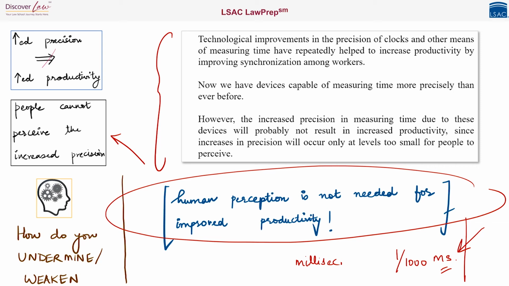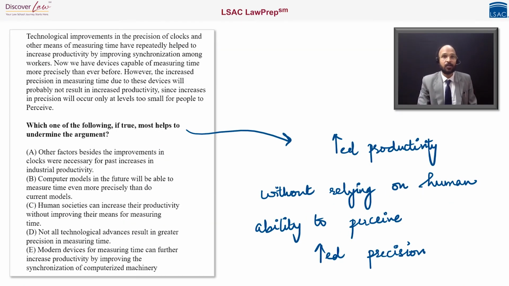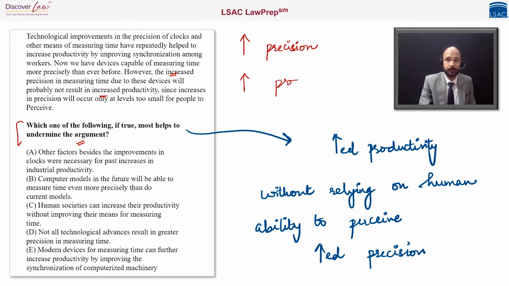When you've been able to find this, let's go to the options and see if there's something similar to this in the options. We are here to weaken or undermine this argument. The argument here is saying that increased precision will not result in increased productivity. So what we are looking for is one of the statements in here that says that, hey, an increased precision will result in increased productivity. This is what we're looking for.